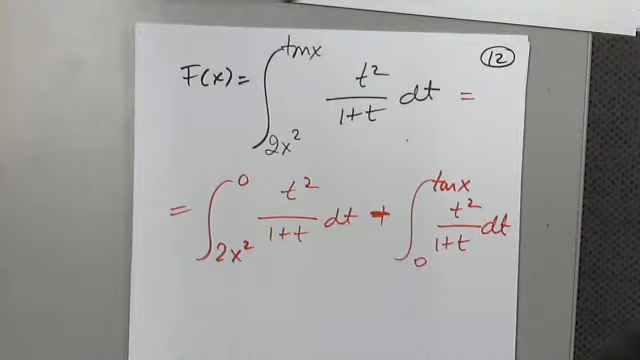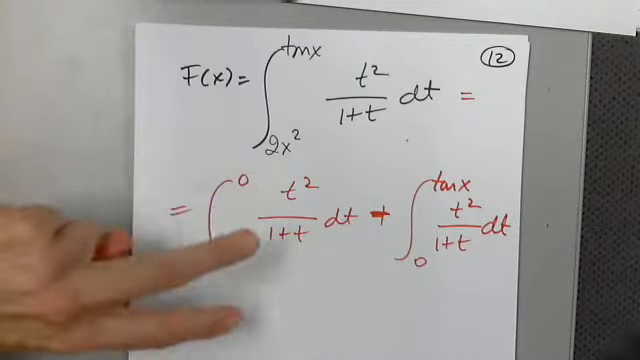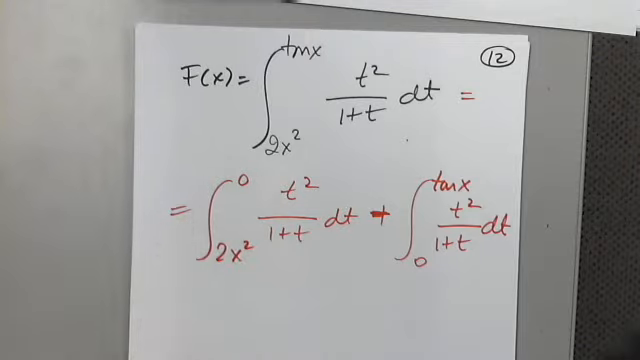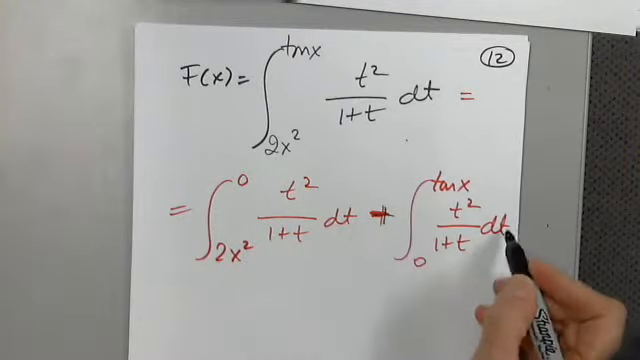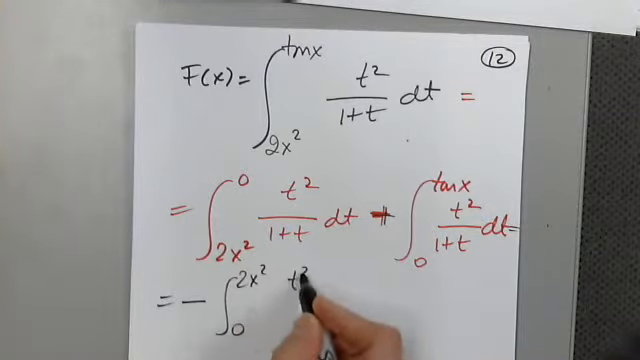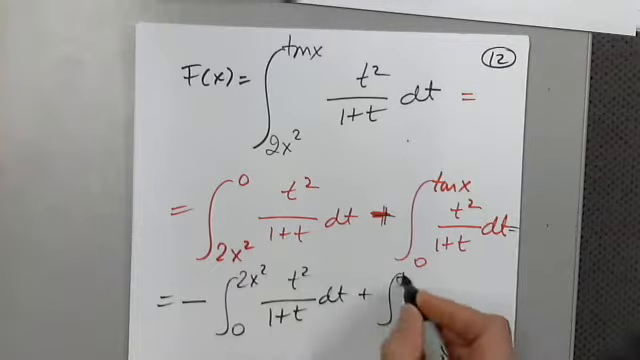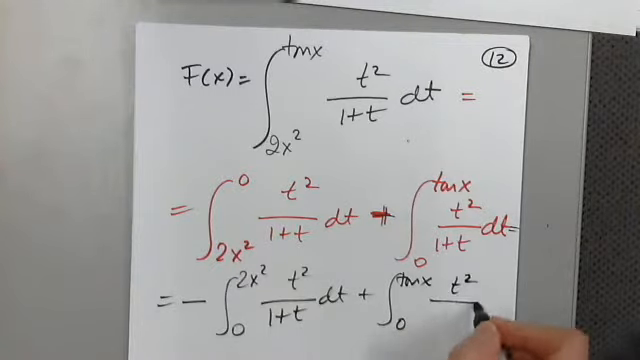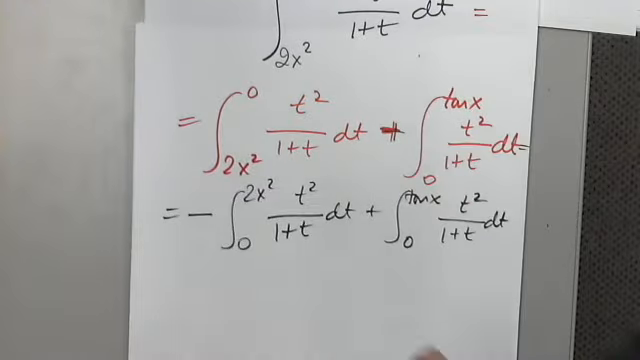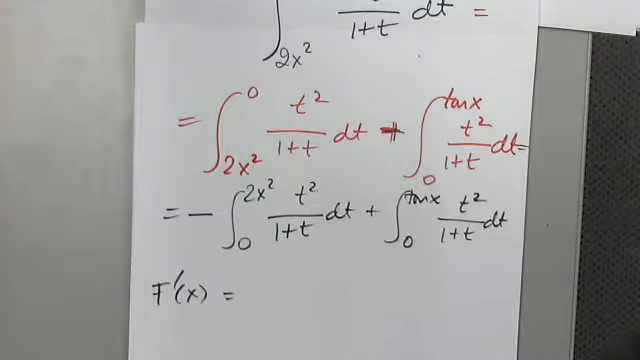Yes, in other words, once I reverse, I should say, or swap the limits of integration, that becomes a negative in front. There is a negative in front, yes. So this is negative the integral from 0 to 2x squared of t squared over 1 plus t dt, plus the integral from 0 to tangent x of t squared over 1 plus t dt. And now I differentiate the left-hand side, and let's see what we get on the right.